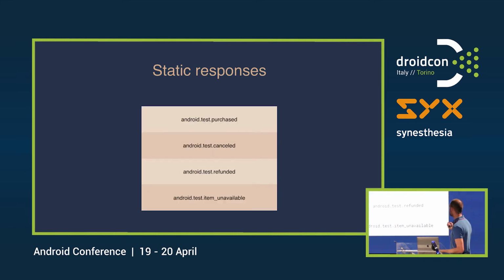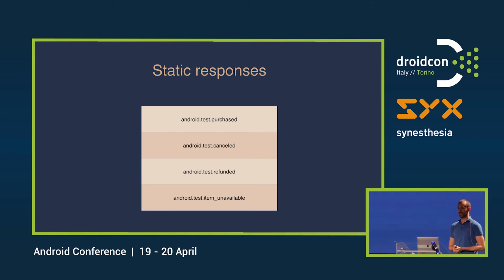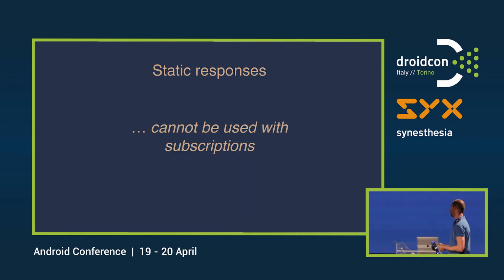This is the list. So we have 4 of them. One is purchased, the other one is canceled, and we have refunded and item unavailable. So it's pretty easy, pretty straightforward, and it's a great tool, really. Except there's a caveat, which is it cannot be used with subscriptions.